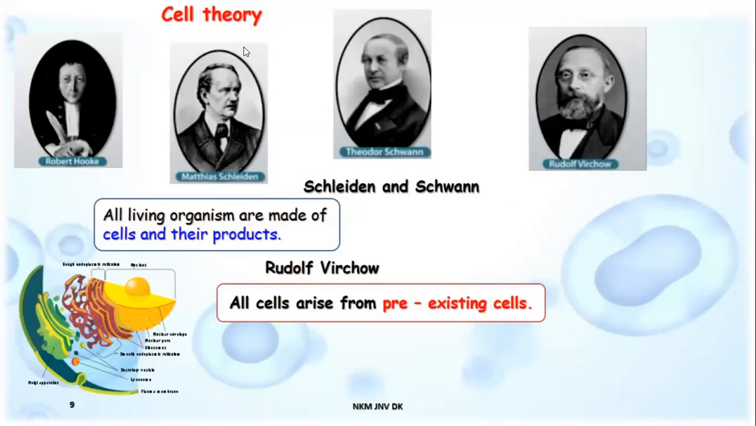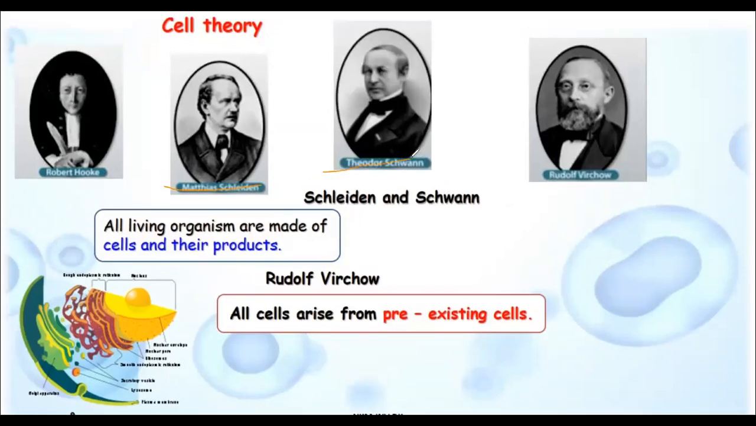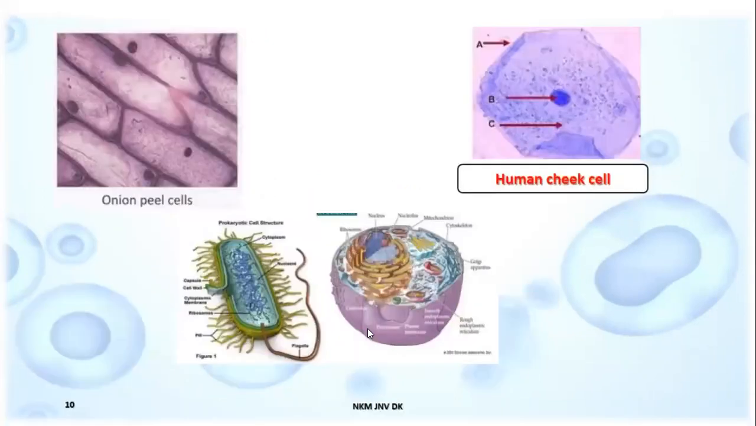All living organisms are made of cells and their products. This was the statement of the cell theory given by Matthias Schleiden and Theodor Schwann. Rudolf Virchow also added one point to the cell theory: that all cells arise from pre-existing cells. So from both these statements, Schleiden and Schwann, and Rudolf Virchow contributed to the cell theory.